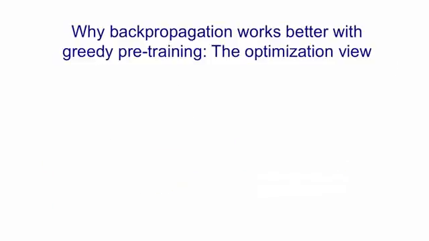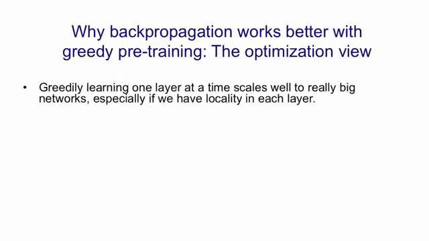We need to understand why backpropagation works better when we pre-train the weights. And there's really two effects. There's an effect on optimization, and there's an effect on generalization. So the pre-training scales really well if we have big networks, especially if each layer has locality. So if we're doing vision, for example, and we have local receptive fields in each layer, then there's not much interaction between widely separate locations. And so it's very easy to learn a big layer more or less in parallel.